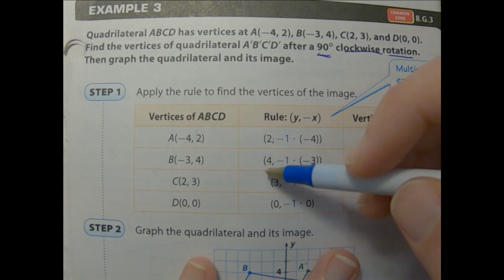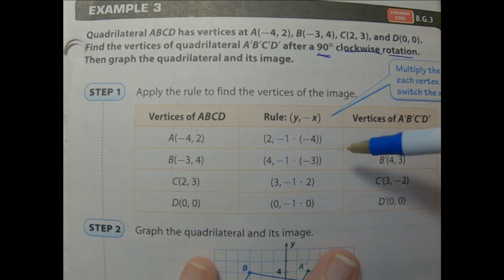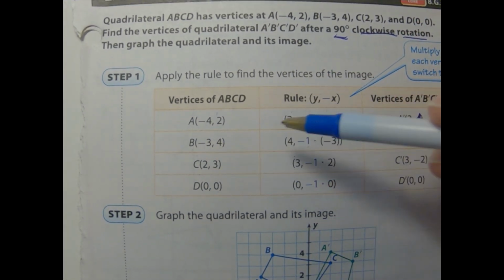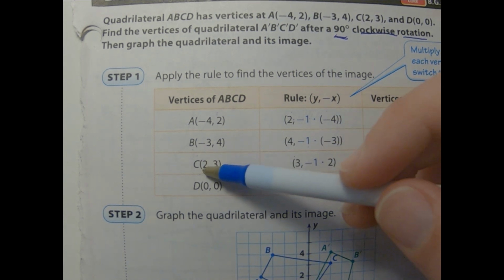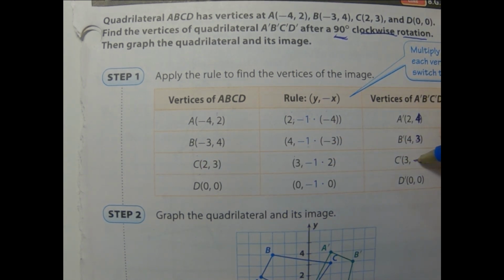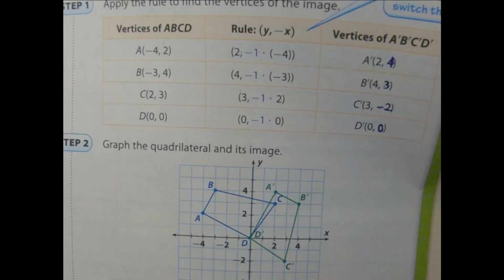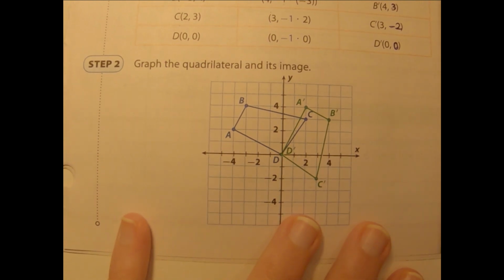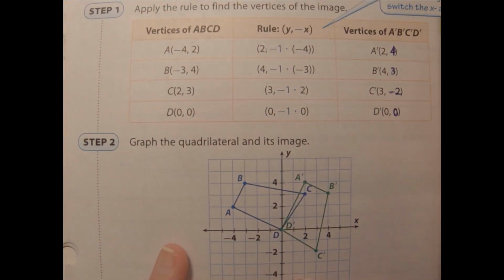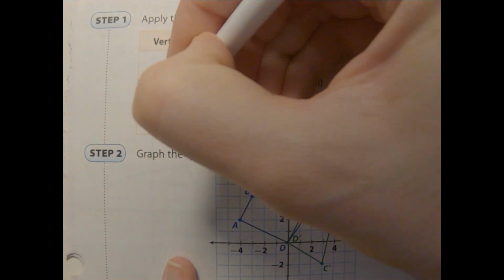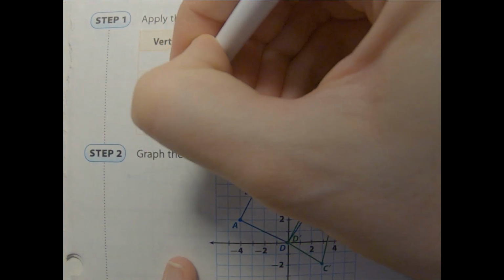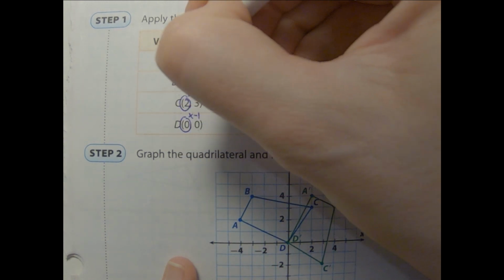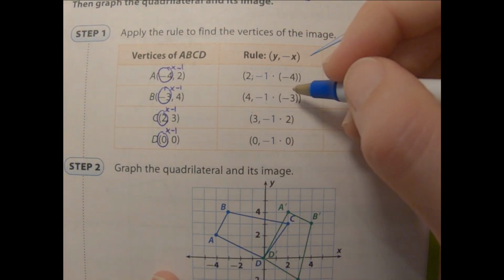Here it flipped it already to x and y. So I'm going to do -3 times -1, which is 3. Here it flipped also. So the 2 is my x coordinate. So I'm going to do -1 times 2, which is -2. And 0. 0 times -1, 0. So my new quadrilateral would be A, B, C, D after a rotation of 90 degrees clockwise. And all you did was multiply each of these x coordinates times -1, and then flip them with x and y.